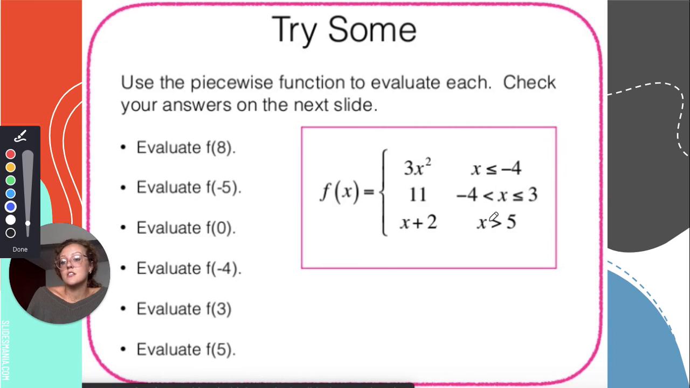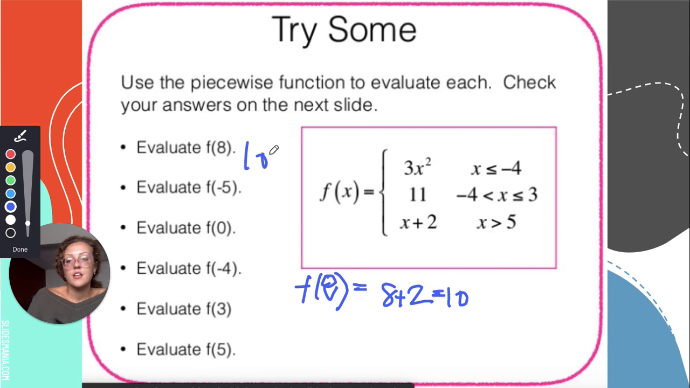Yeah, it is, right? So that's how I know when I'm looking for f of 8, I'm plugging into this function because x is 8 and 8 is greater than 5. So f of 8 is going to be 8 plus 2, which is 10. So f of 8 is 10.